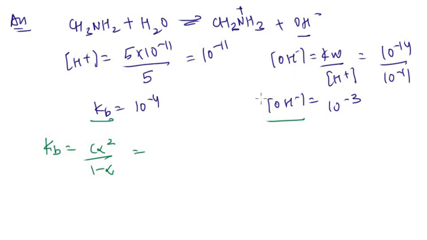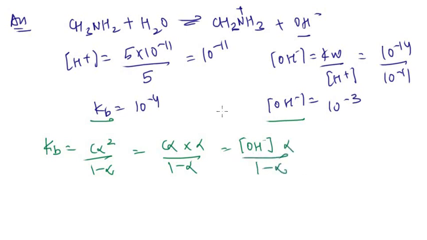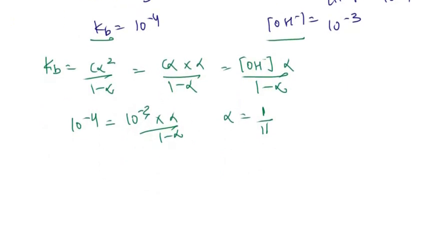Now to come to the next expression, we separated C alpha square as C alpha into alpha. Now C alpha is the OH negative concentration, into alpha upon 1 minus alpha. We know the OH negative concentration is C alpha, right? So Kb is 10 to the power minus 4, and the OH negative concentration is 10 to the power minus 3 into alpha upon 1 minus alpha. So by solving that, alpha comes out to be 1 over 11.